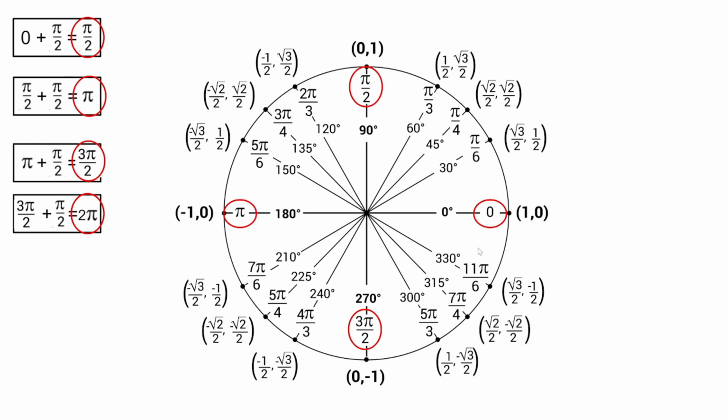And if you complete the circle, it's not written here, but it's going to be 2 pi. The pattern here is we start at 0, we add pi over 2, it's pi over 2. We add pi over 2 again, it's pi. Add pi over 2 one more time, 3 pi over 2. Add pi over 2 one more time, and we're at 2 pi. There we go, we made a full circle.